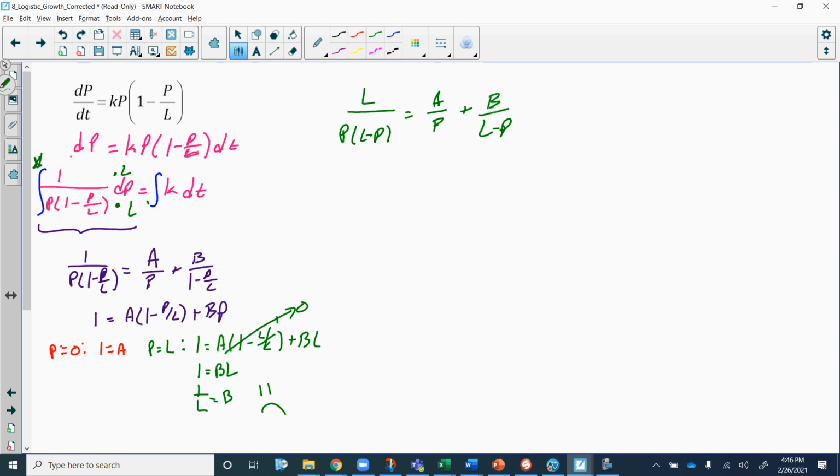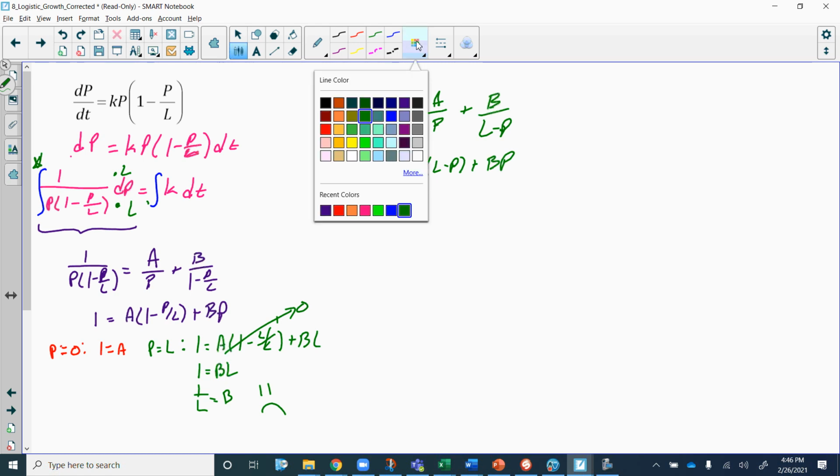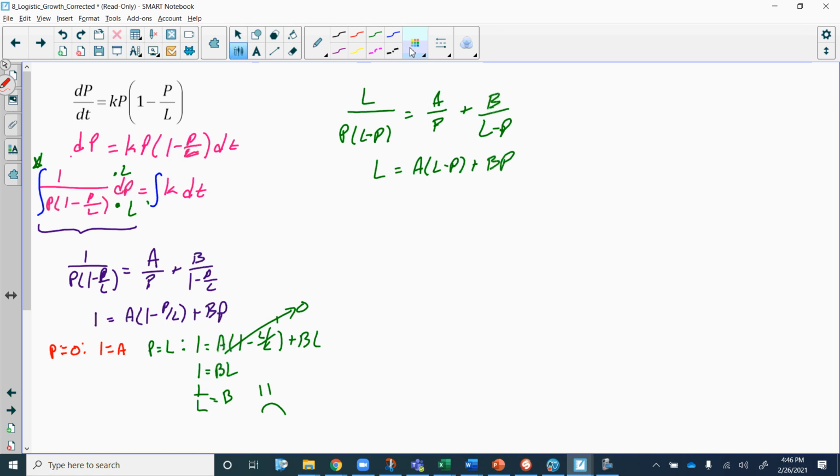So again, when we multiply with a common denominator, we're going to wind up with L is equal to A times (L minus P) plus B times P again. So one more time, let's try to get the A value and the B value. To find the A value, I want to set P equal to 0. If I set P equal to 0, again, we're going to wind up with L being equal to A times L. So we divide both sides by L, and I get A is equal to 1, which matched what we were doing before. So that's great. At least we had that confirmation.